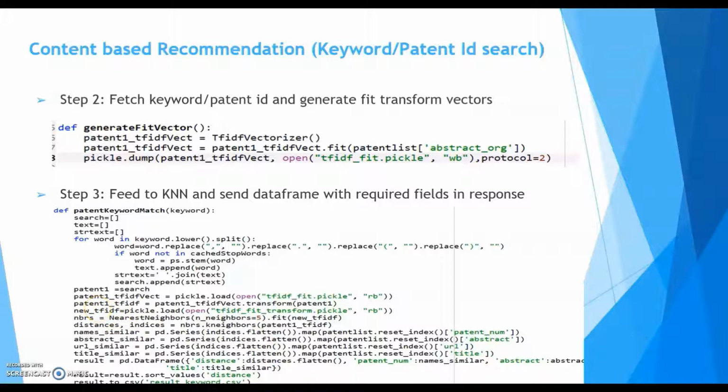This KNN model then sends us a response of all the distances and indices of these neighbors. We then convert this response into a data frame and send it back to the Flask application, which displays the output to the user in a sorted order of distance.